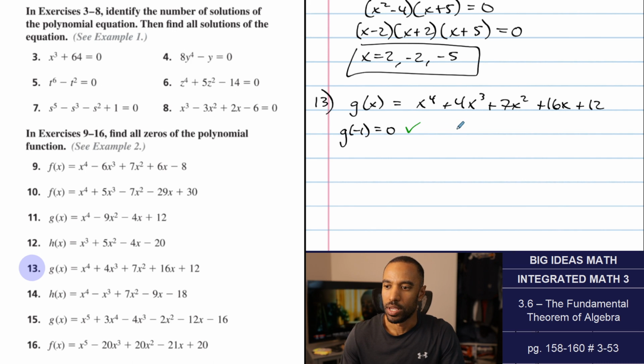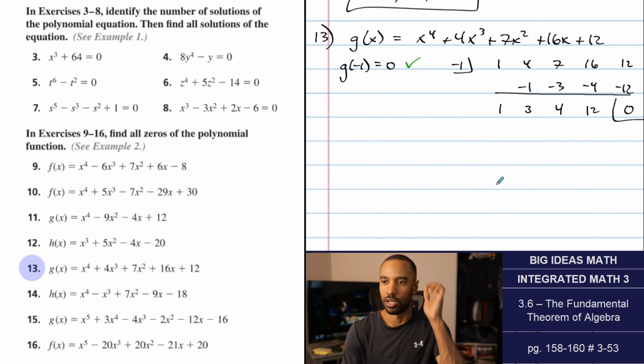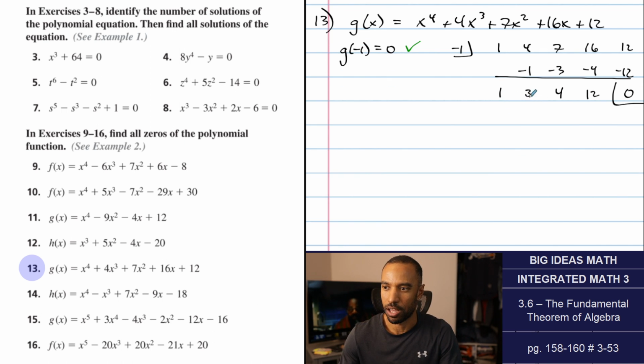Let's take a look. We got 1x to the 4th, 4x cubed, 7x squared, 16x, and 12. And we get this here. Okay. Ooh, good, good, good. What I see here is proportionality. 1 times 3 is 3. 4 times 3 is 12. That means, and all same sign, factorable by grouping will be allowed now.